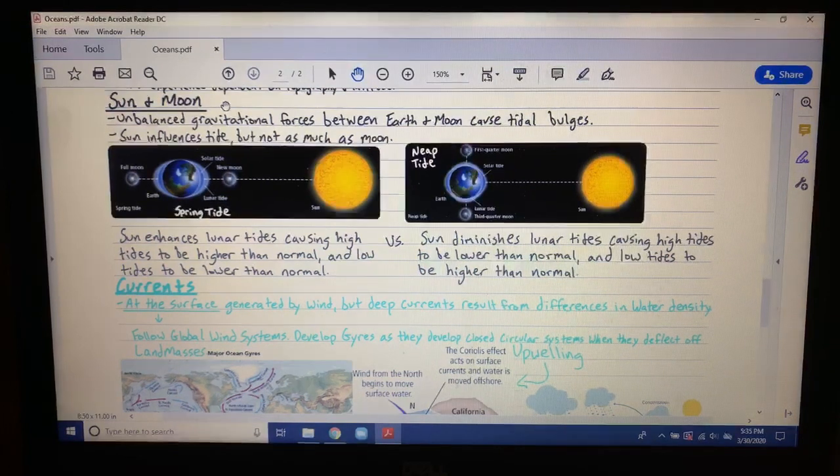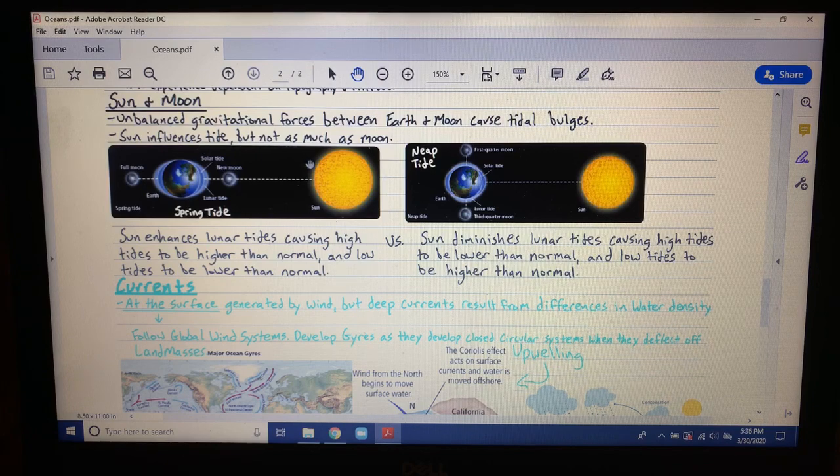Other factors from space would be the sun and moon. The moon and the Earth moving in a similar direction around a similar gravitational pull is going to cause unbalanced gravitational forces, because the Earth is bigger than the moon. As they're moving, there are unbalanced gravitational forces between the Earth and moon, which cause tidal bulges, which you can see here, which kind of pull on Earth's oceans, trying to tug away at the water that makes up our surface.